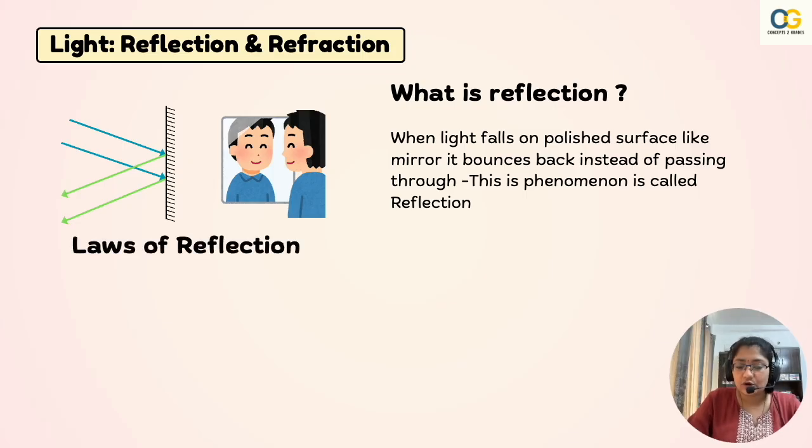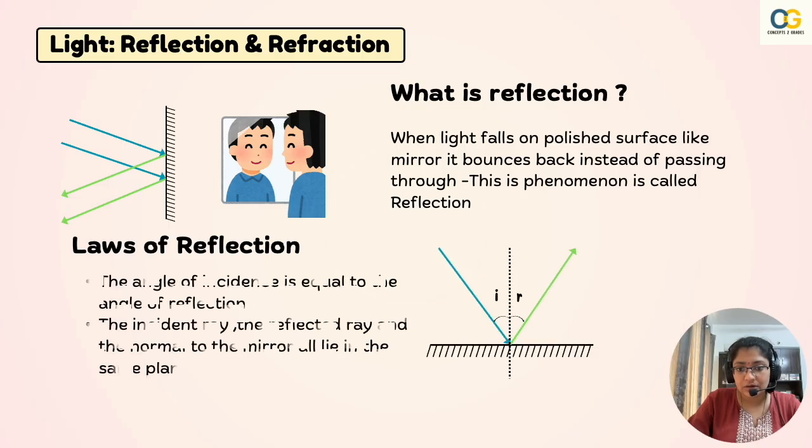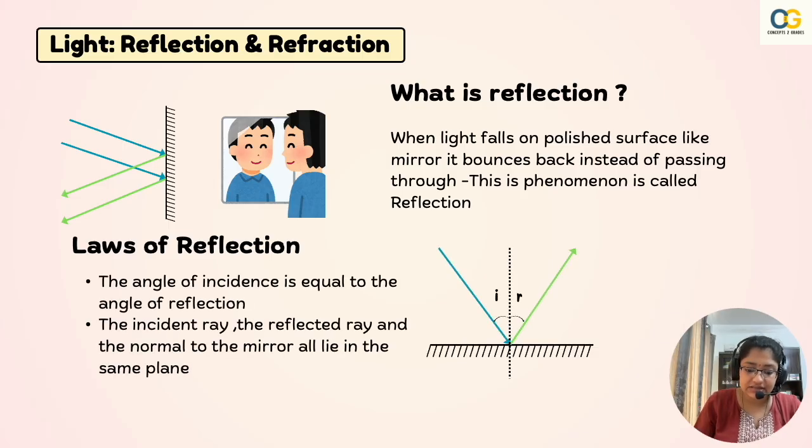And there are certain laws of reflection that we follow, which is the angle of incidence is always equal to the angle of reflection. At what angle the incident ray is to the normal, the same angle the reflected ray will be, and the incident ray, the reflected ray and the normal to the mirror all lie in the same plane. That is, all of them are on the same plane. There is no 3-4 dimensions here. It is all happening in one dimension is what that means.